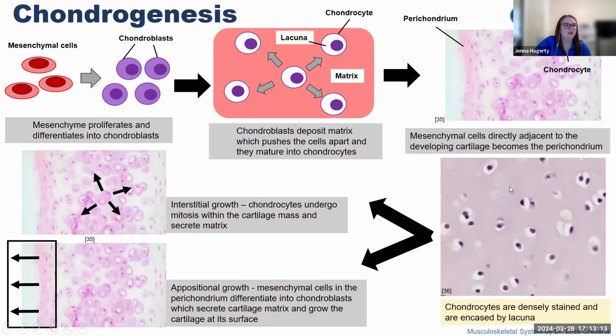And then while staining, your chondrocytes are densely stained and encased in lacuna. And this is something similar that we see in our bone. And then there's two different types of growth, which she shows very well here, the interstitial growth. So these chondrocytes will undergo mitosis and multiply, and they will mature and then continue secreting their matrix. And she's showing with the arrows the direction they will be causing growth to occur. And then appositional, this will occur at the perichondrium or along the edges and differentiate into chondroblasts, which will secrete that cartilage matrix and grow the cartilage at its surface.